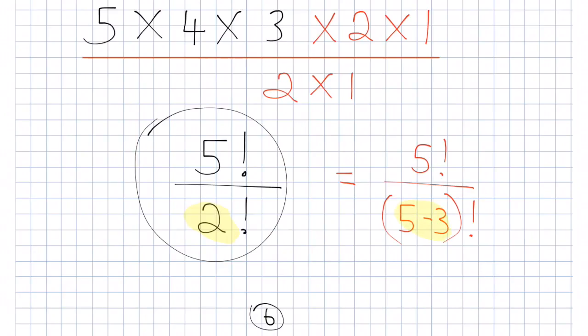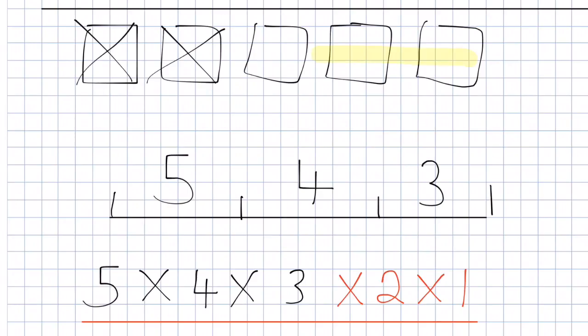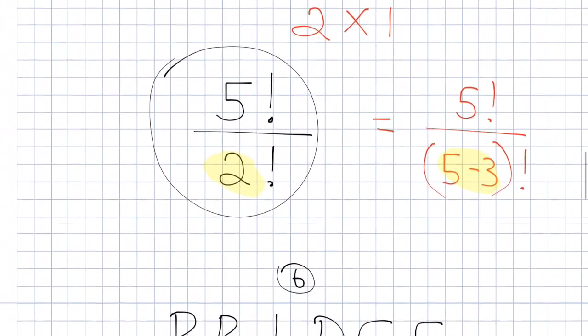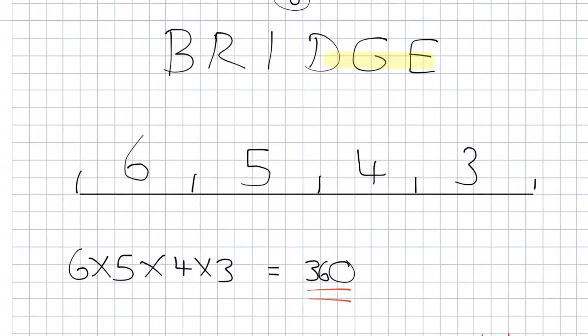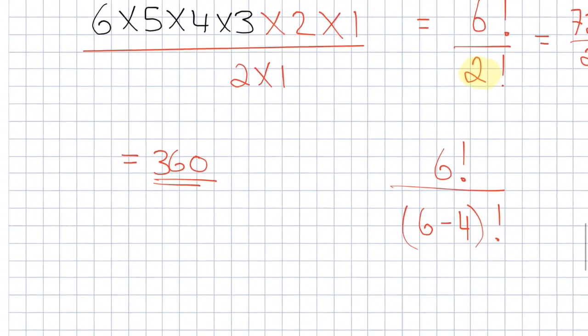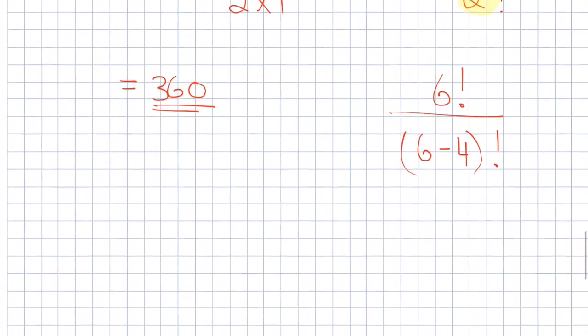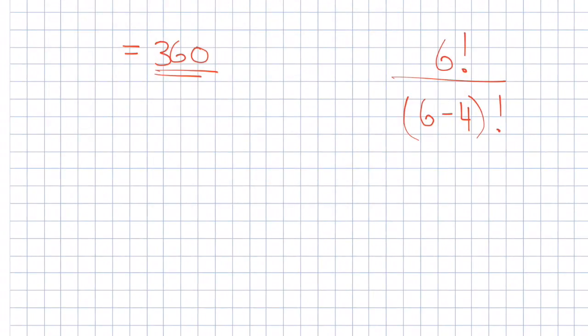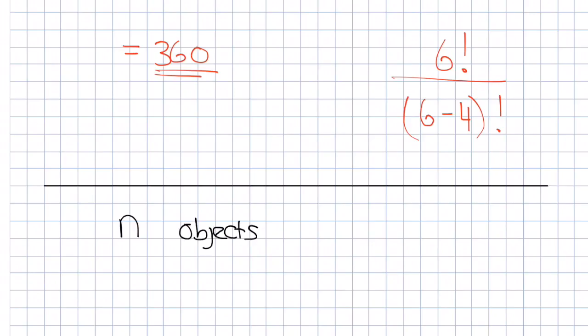It was 5 minus 3, and remember, I had 5 objects, and I was taking them in threes, and the bottom of that fraction says 5 minus 3. In the word bridge, I had 6 objects, but I was taking them in fours, and I have 6 minus 4 as the bottom of the fraction. So basically, what we're trying to get at is a general formula that will work for any permutation. If I have n objects, and I want to take r at a time, well then the formula is going to be n factorial divided by n minus r factorial. And that will tell me the number of permutations of n objects, taking r of them at a time.